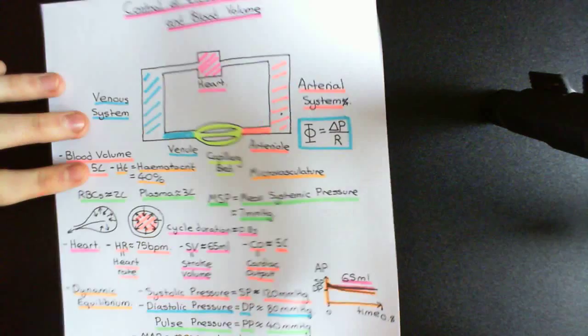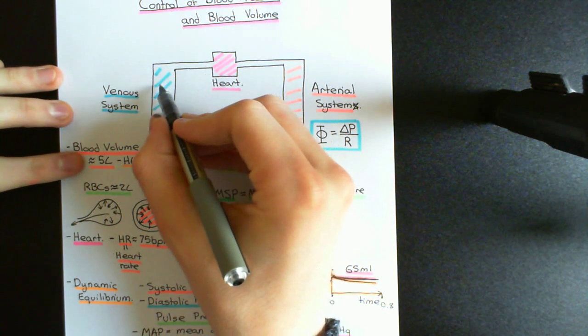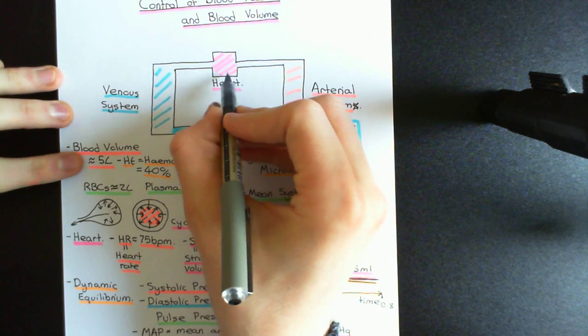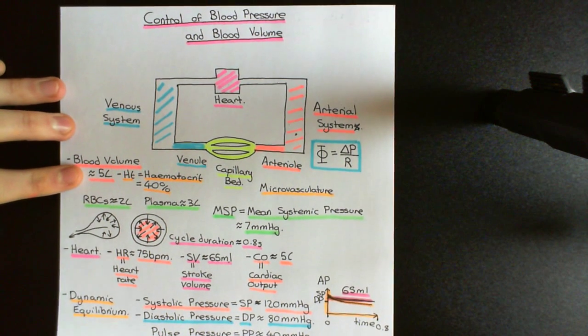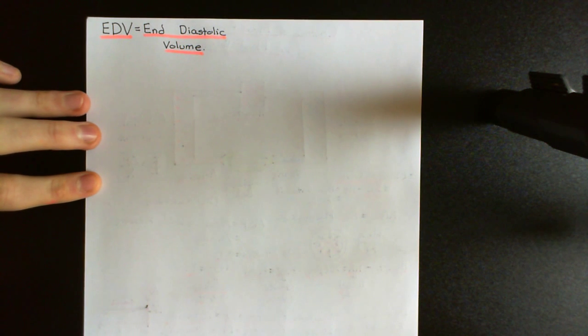Going back to our picture, here is the venous system. There is a pressure in that, remember, and that's going to drive blood to fill the heart. By the end of diastole, how much blood have we got in there? That's what's known as the end diastolic volume. So end diastolic volume means how much blood there is in our chamber of the heart by the end of diastole.